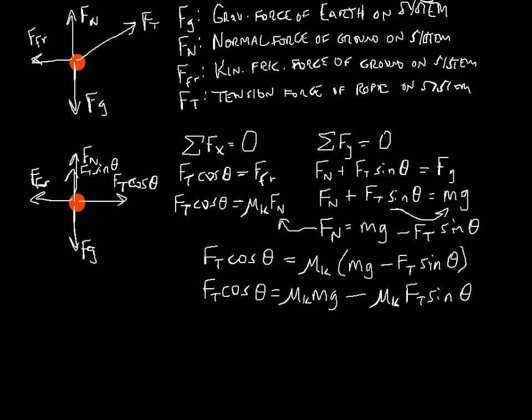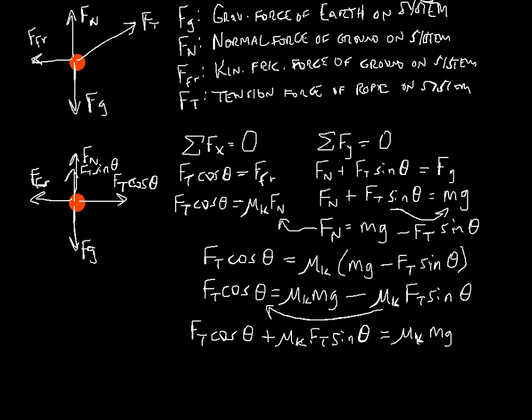Now I want to get all the terms with an Ft over on one side of the equation together. So I'm going to bring this whole term over to that side of the equation. So that leaves me with Ft cosine of theta plus mu k Ft sine of theta equals mu k mg.